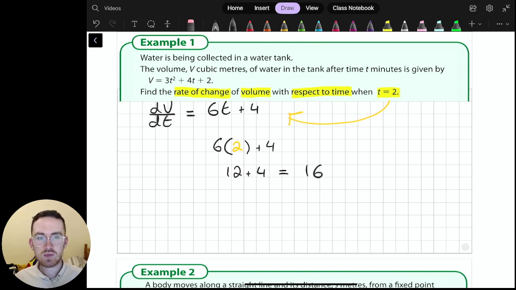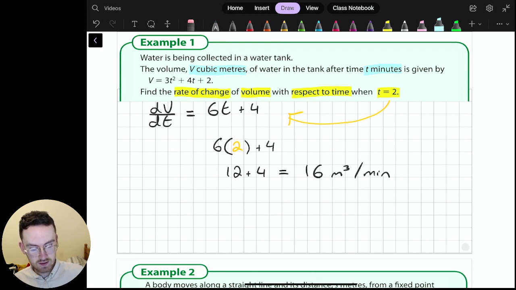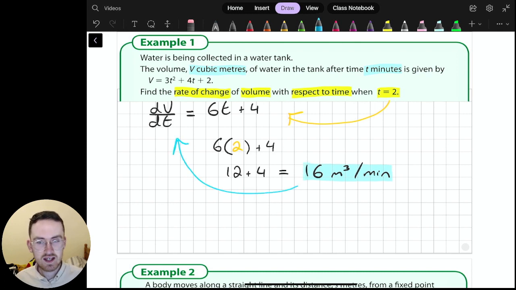Now for this question we can look at what we've been given, and we were told that t is in minutes and V is in cubic meters. So this 16 is actually meters cubed per minute. It's the unit of the volume over the unit of the time, in the same way that dV/dt was a fraction of sorts with the volume on the top and the time on the bottom. So our units for this result are the units of the volume over the units of the time.